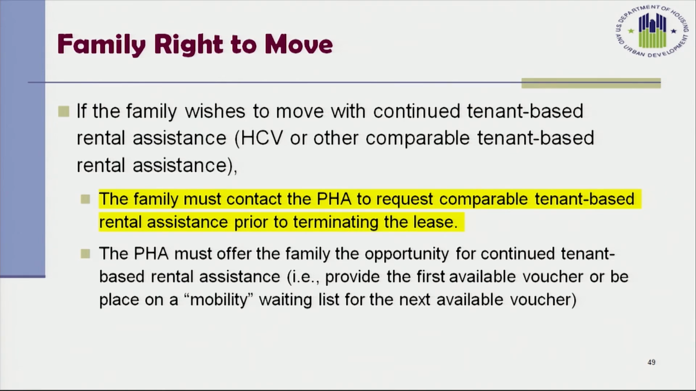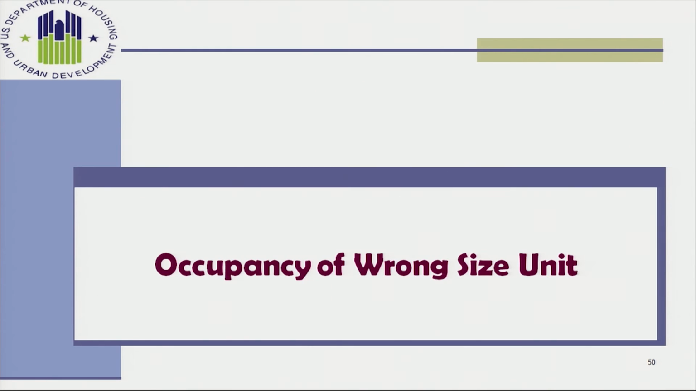If the family wishes to move with continued tenant-based rental assistance, that is HCV, or other comparable tenant-based rental assistance, the family must contact the PHA to request comparable tenant-based rental assistance prior to terminating the lease. The PHA must then offer the family the opportunity for continued tenant-based rental assistance, i.e. provide the first available voucher or place them on a mobility waiting list for the next available voucher.